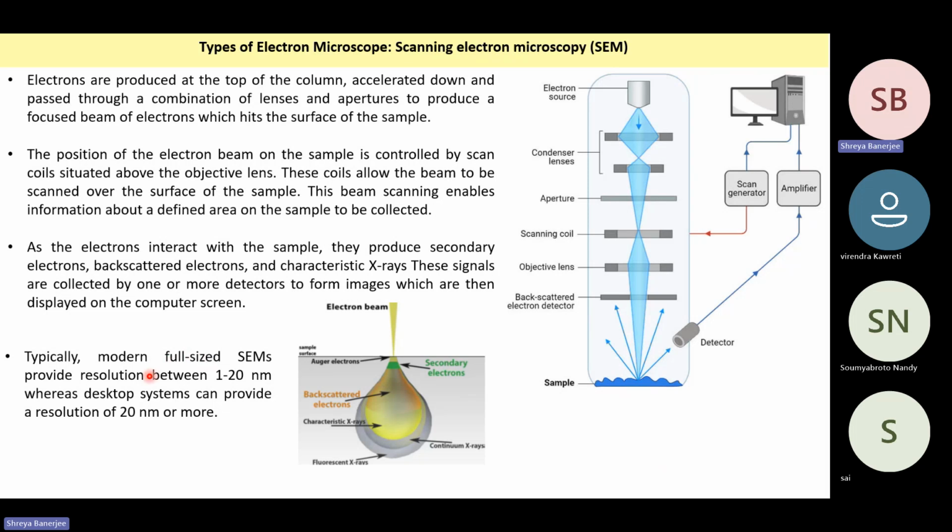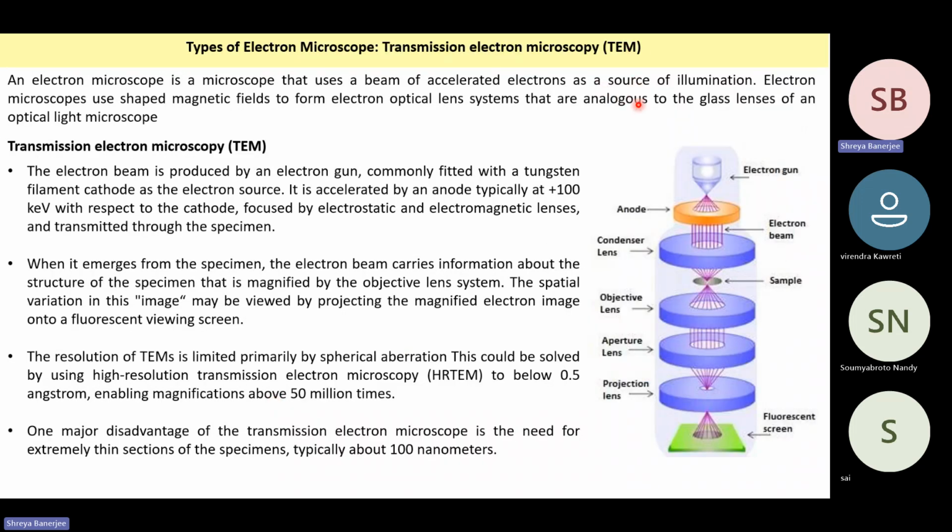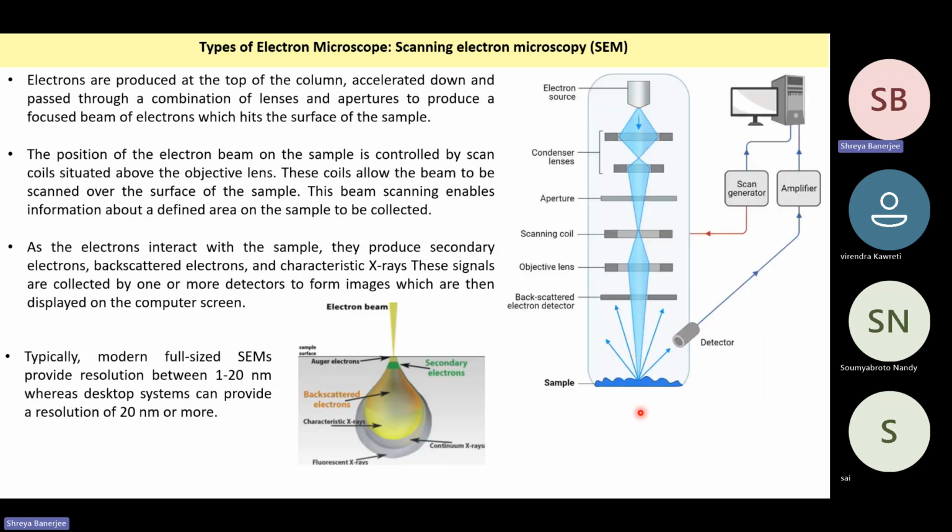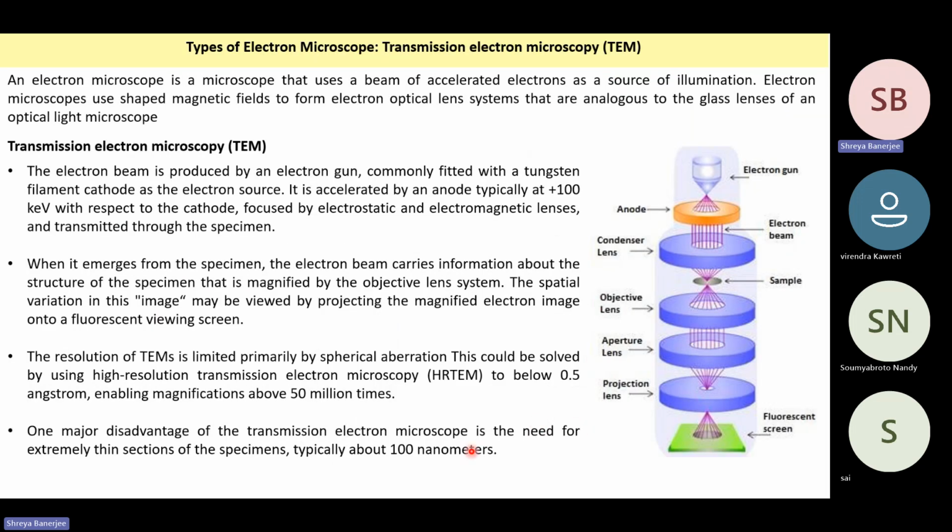Typically, modern full-sized SEMs form resolution between 1 to 20 nanometer, whereas if they are connected to a computer system, the resolution can be 20 nanometer or more. So TEM actually produced higher magnification, around 0.5 angstrom. But the problem with TEM was that you needed a very thin slice of the sample so that the electron beam can pass through the sample. And in SEM, you don't need a thin slice of the sample because it is hitting the sample surface, not passing through the sample. So the resolution in SEM is lower, but at the same time, you don't need to slice the sample very thinly.